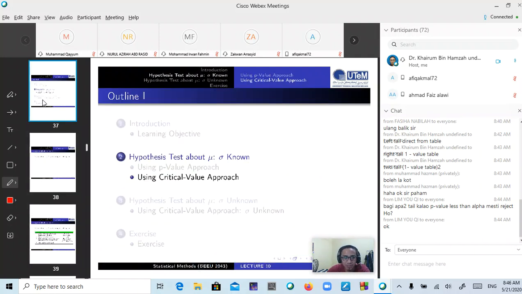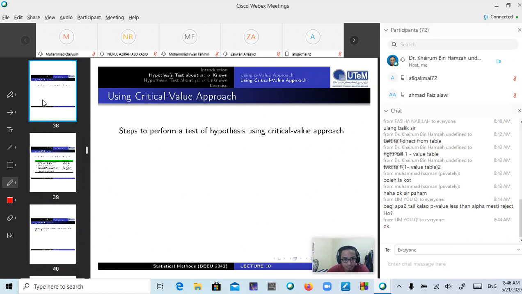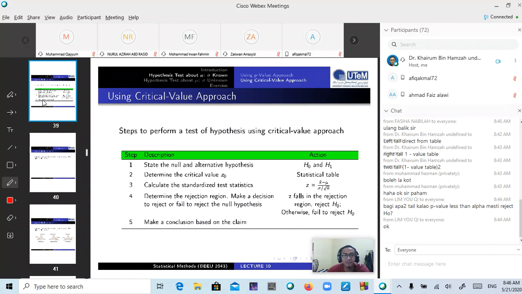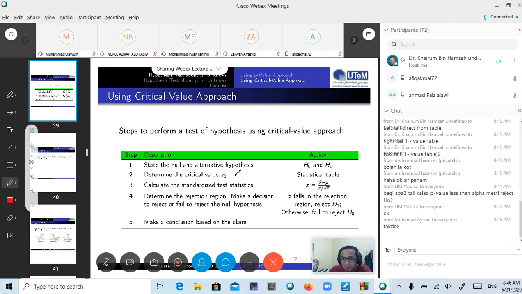Critical value approach. Critical value approach also same thing, but it's different in order to make a value on Z0. Okay, kalau P value approach, kita cari value of P. Kalau critical value approach, kita cari value of Z0. Okay. So, dia hanya ada 5 step only. The first step, state the null and alternate hypothesis. Sama je, H0 and H1. Step 2, dia beza sikit.